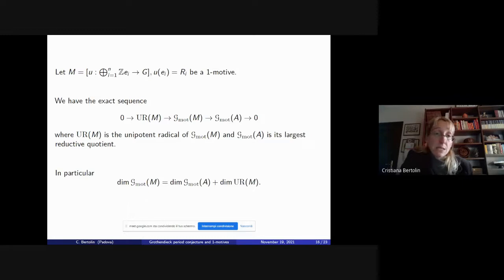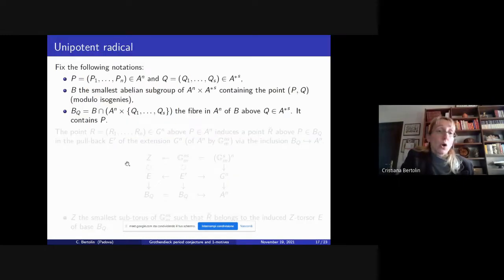We proceed in this way. So we note P the point (P_1, ..., P_n) living in A^n. Above the point P lives the point R_i.